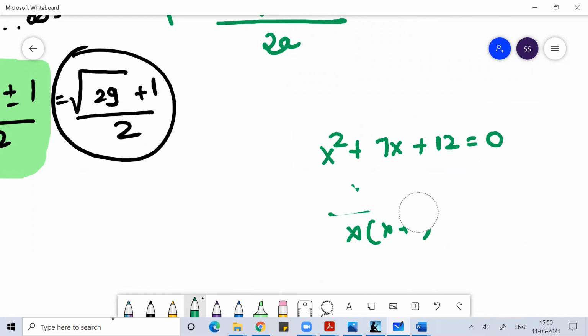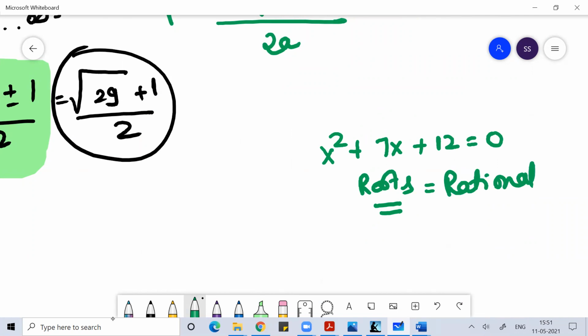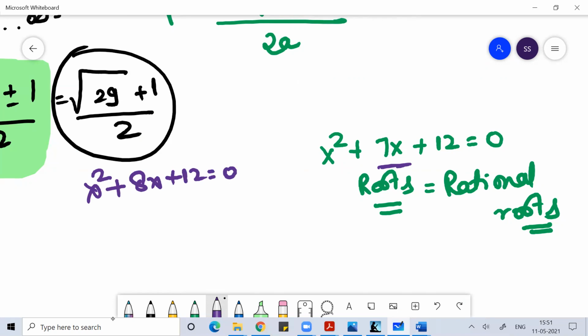This thing we were able to do because this is a quadratic equation whose roots are rational. Whenever your roots are rational, you can split the middle term. Splitting the middle term is possible only when your roots are rational. Imagine the roots are not rational, how will I do it, sir? Take x square plus 8x plus 12 equal to 0. Here you are getting irrational roots, and that's why you are not able to split the middle term. Whenever you cannot split the middle term in a quadratic equation, that means you are getting irrational roots.